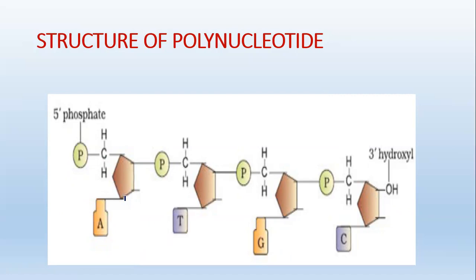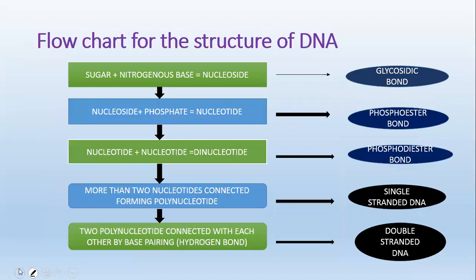And how they are connected: you can see the nitrogenous base is connected to the pentose sugar by glycosidic bond, and this pentose sugar is connected to phosphate. This whole nucleoside, not only the pentose sugar, is connected to phosphate by this phosphoester bond, and one nucleotide is connected to another nucleotide by what kind of bond? That bond is called phosphodiester bond. I hope it is clear what nucleoside and nucleotide are.